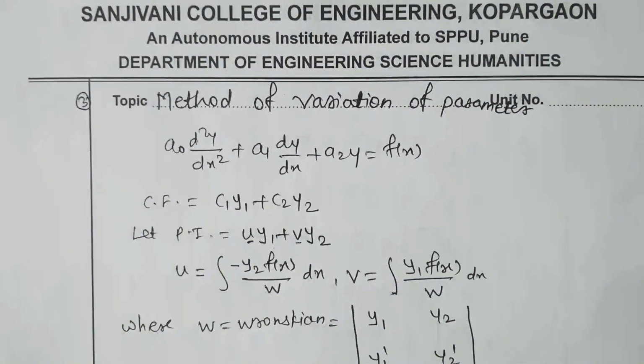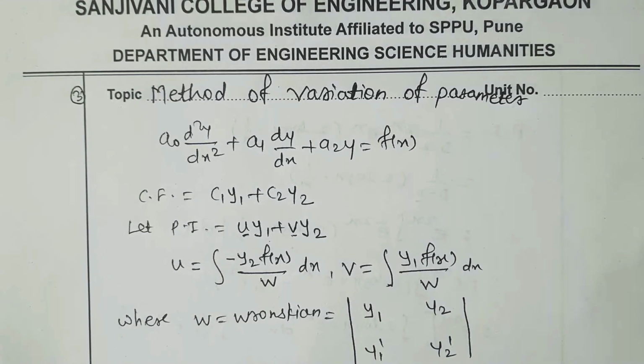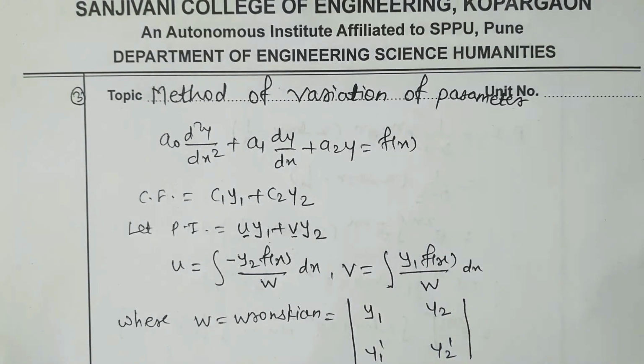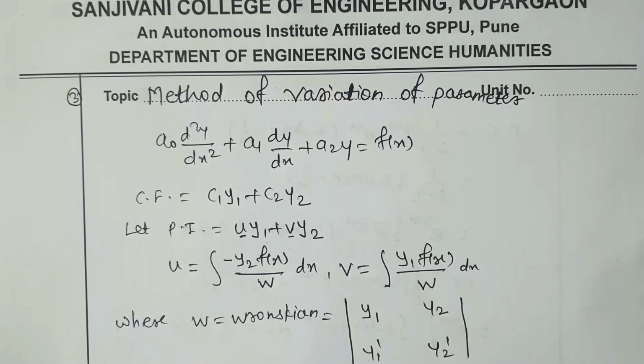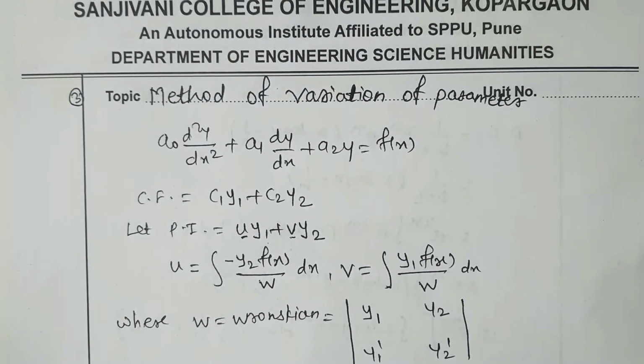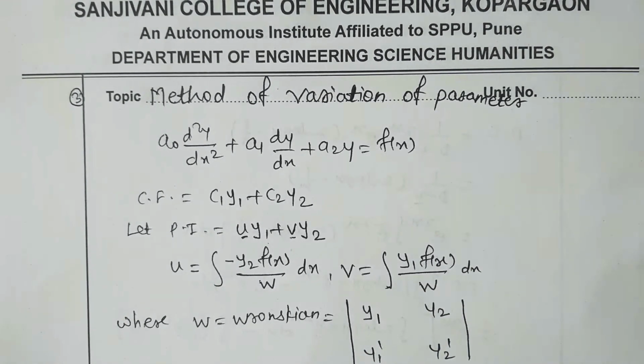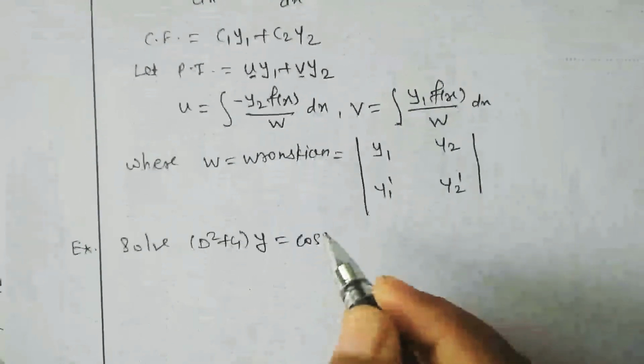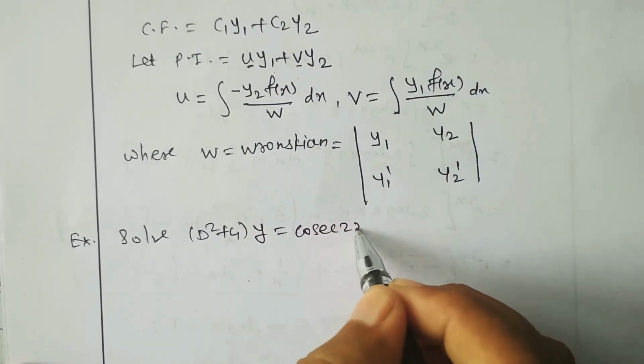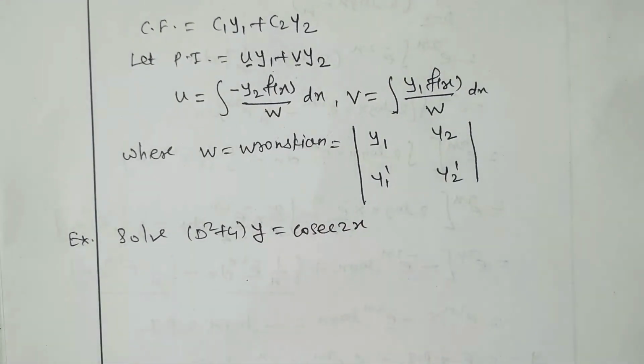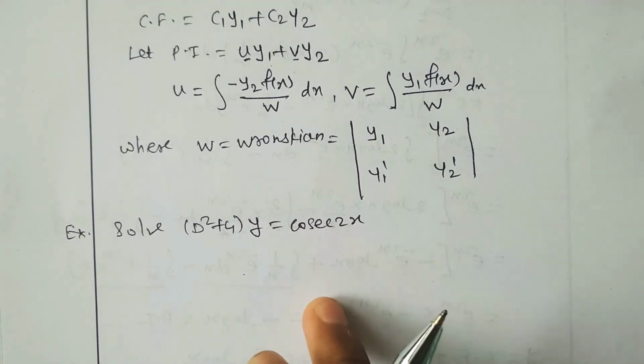So first example, solve the differential equation d square plus 4 into y is equal to cosec 2x. So we have to solve this non-homogeneous differential equation by using method of variation of parameter.